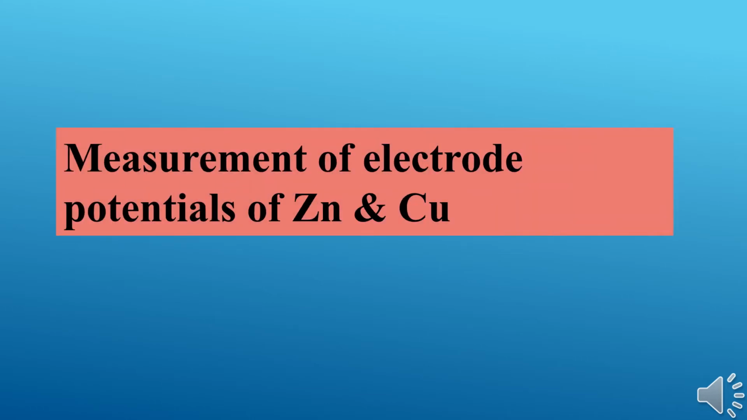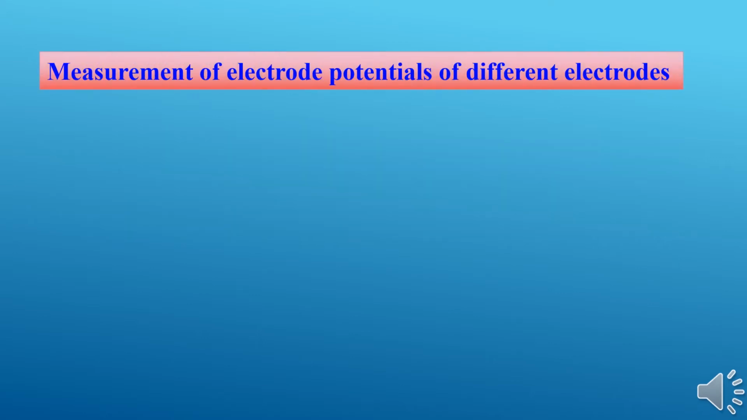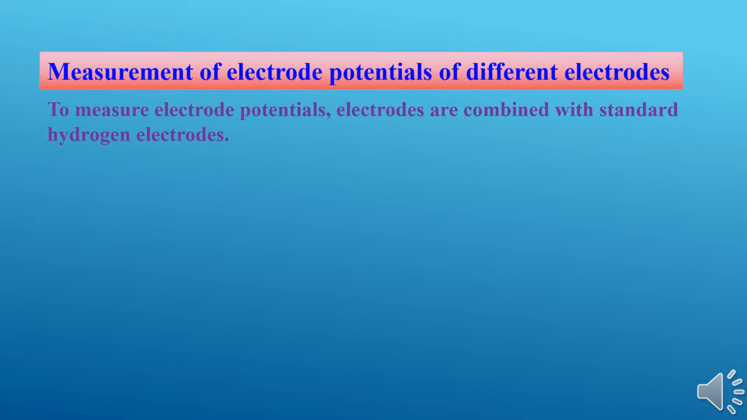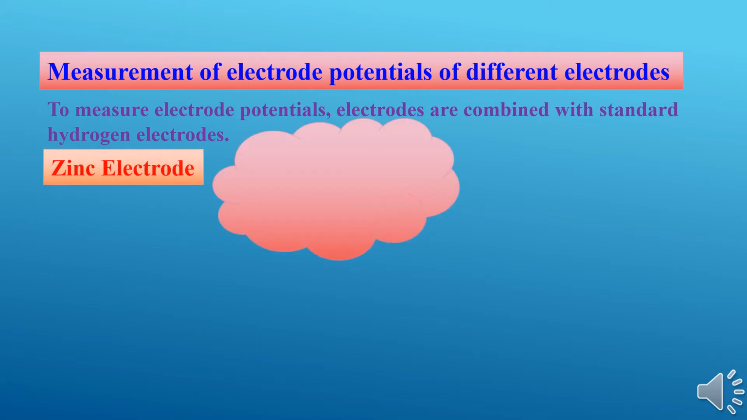In this video, we are going to study the measurement of electrode potential of zinc and copper. Measurement of electrode potential of different electrodes. To measure the electrode potential, electrodes are combined with the standard hydrogen electrode, because the standard hydrogen electrode SRP value is known, which is 0. First, we will consider the zinc electrode.